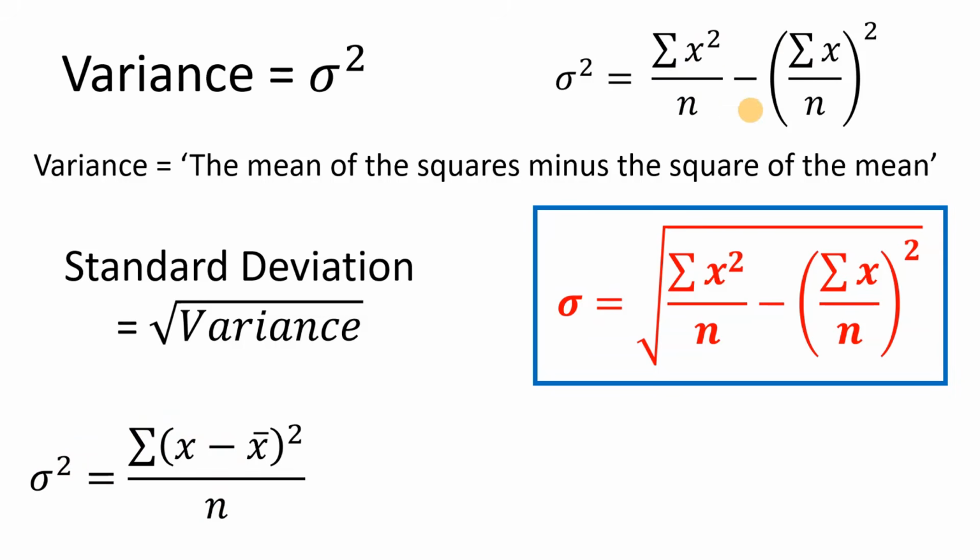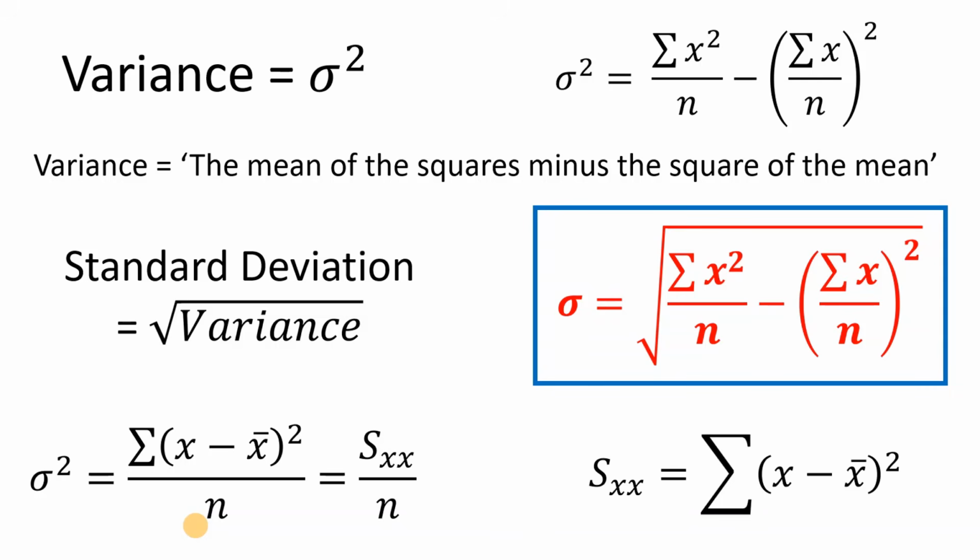We always use this one up here because it's a lot easier to use with raw data, as we'll see in a moment. I just wanted to mention this formula here because it's mentioned in the textbook. Now, another way that we can write this formula is like this here, with this SXX, and this SXX is equal to this numerator here. This is essentially just a shorthand way of writing this formula here, okay?